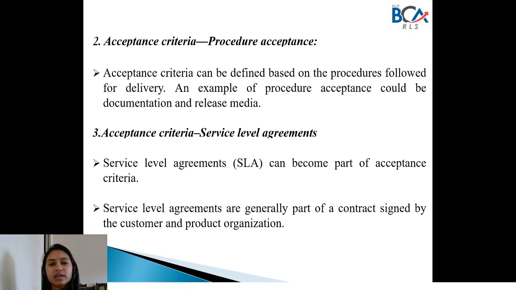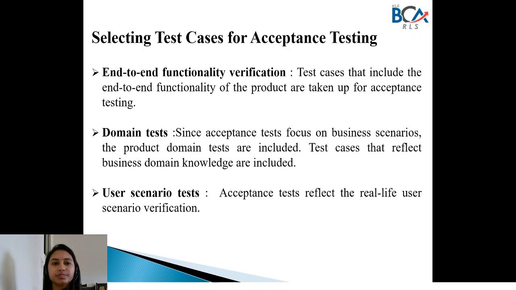And acceptance criteria for service level agreements. There are a lot of agreements done for the product, so these can become a part of your acceptance criteria. Service level agreements are generally part of the contract which is signed by the customer and the product organization. This is the mutual understanding and mutual agreement between the customer and the product organization. So all these service level agreements also should be met.